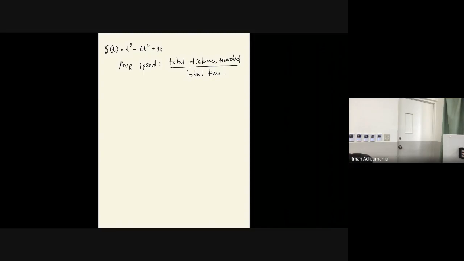Graph? Yeah, the graph is correct, but why do you need to find the area on the graph? The graph is correct, but not area, not area.